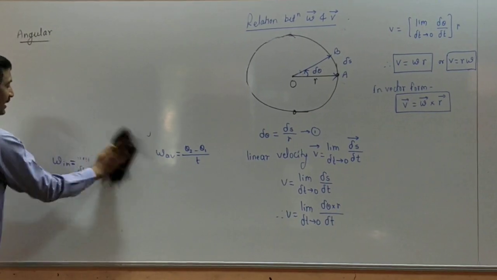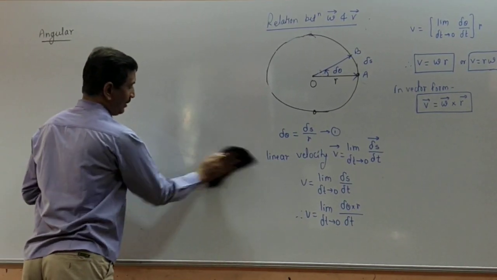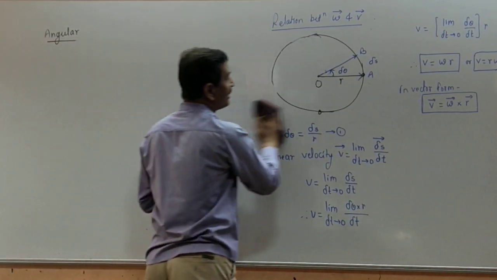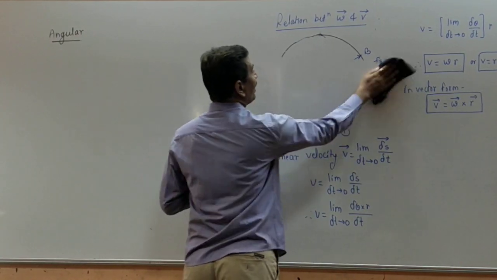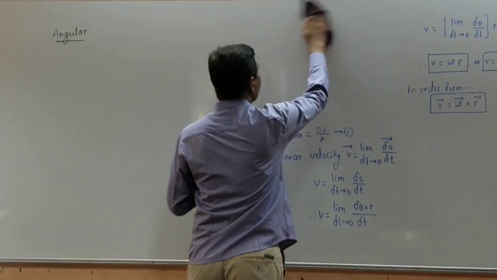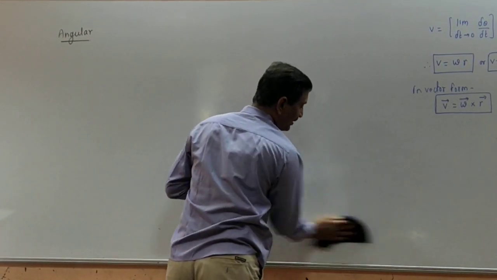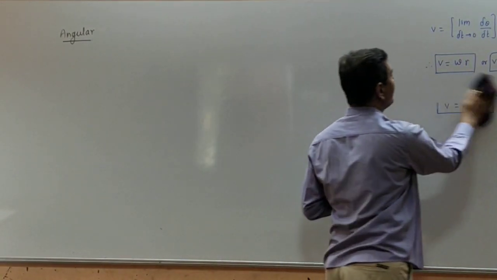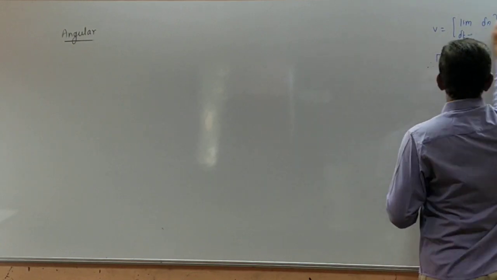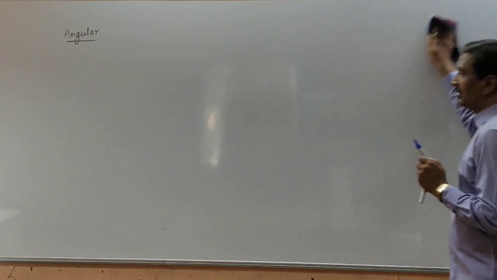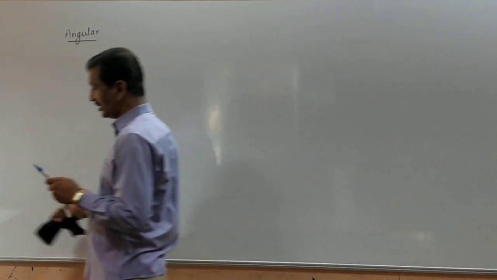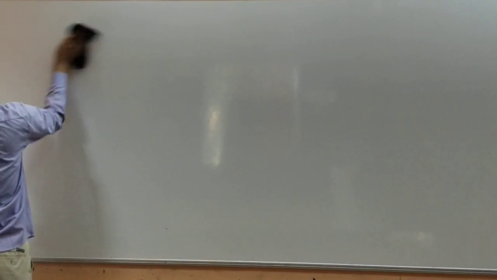So what is the angular acceleration? It is analogous to linear acceleration. We are familiar with linear acceleration. The rate of change of linear velocity is called the linear acceleration. Similarly, the rate of change of angular velocity is called the angular acceleration.